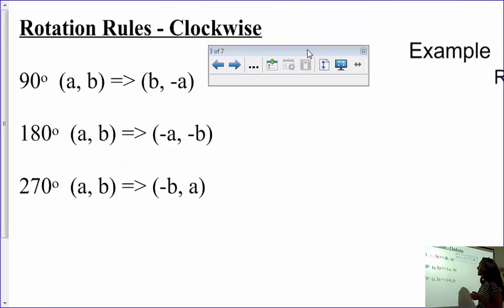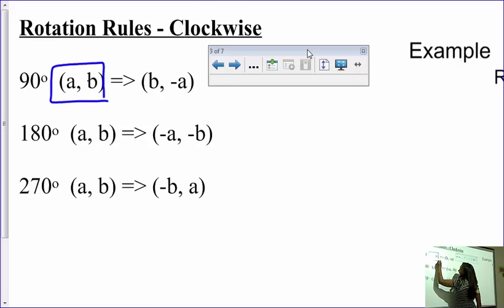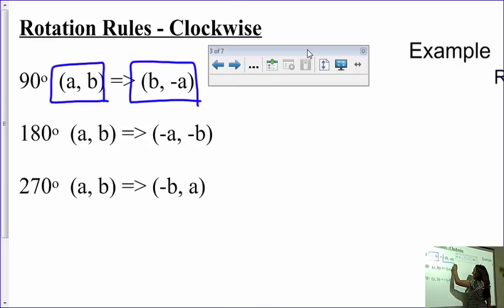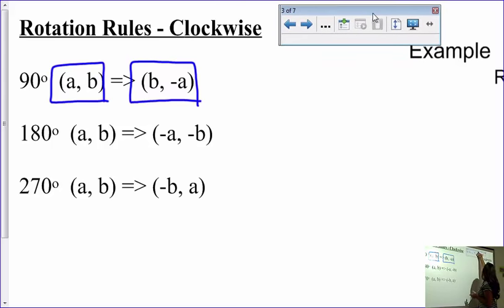So there are some rules that we want you and need you to memorize. Here are the clockwise rules that state if you start with the point (a, b) and we're going to rotate it clockwise 90 degrees, this is where it ends up. So what I would like you to do is just go ahead and pause and fill in all the rules, and then we'll put some numbers to these rules.